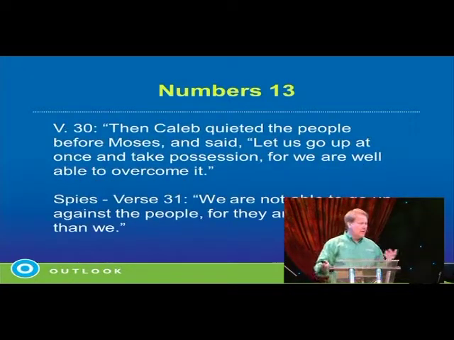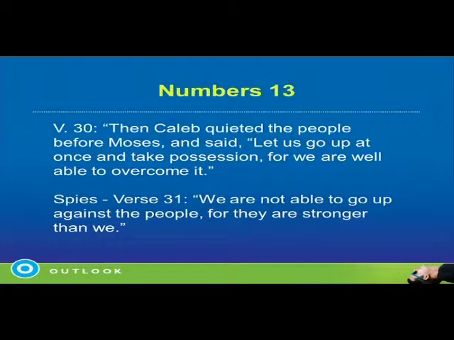You know the story. They went and spied out the land. They came back. Verse 30, the spies came back, and 10 of them said, the people are too big, they're too strong, they're surrounded by enemies on every side. It would be suicide to go.